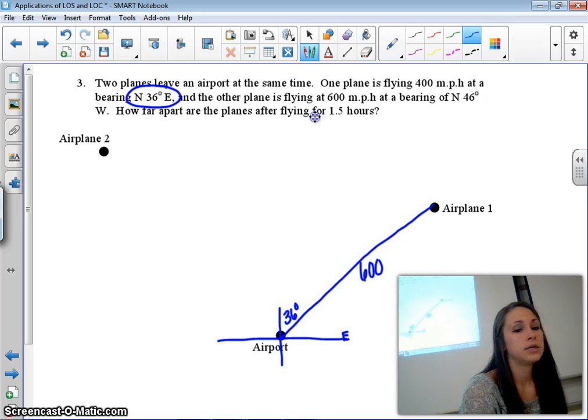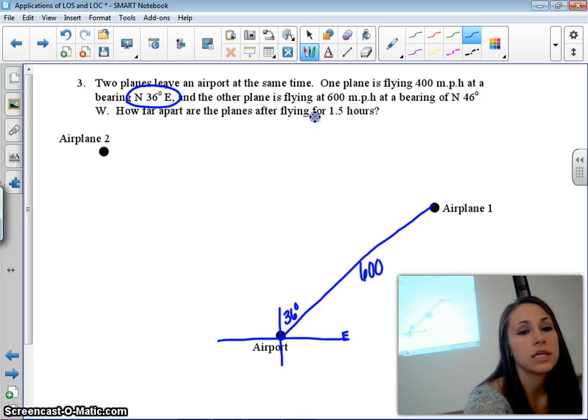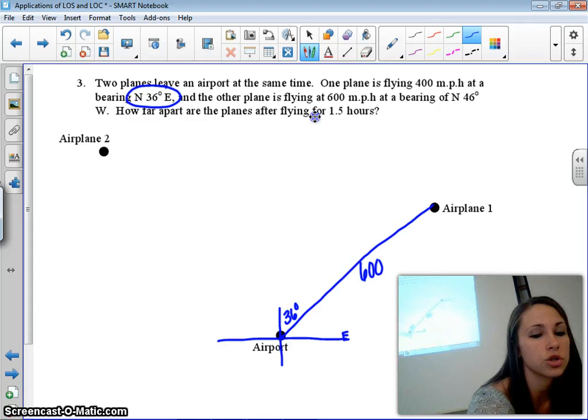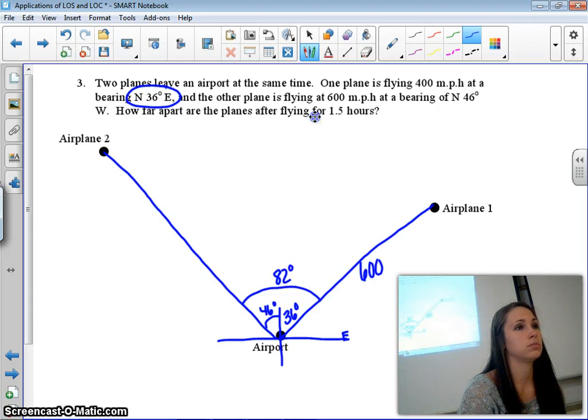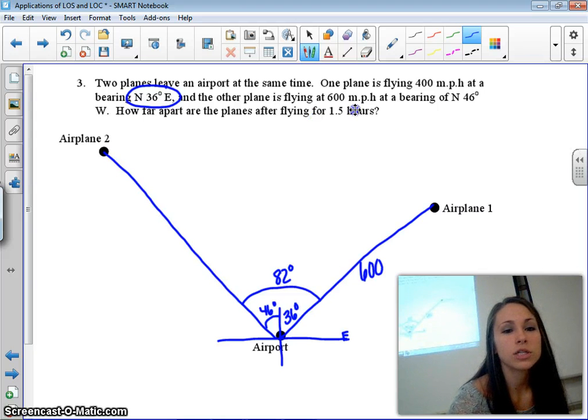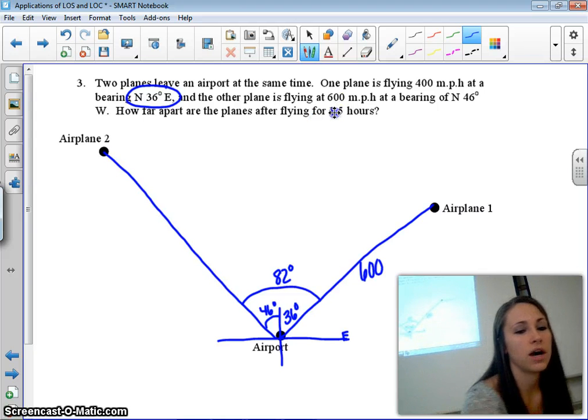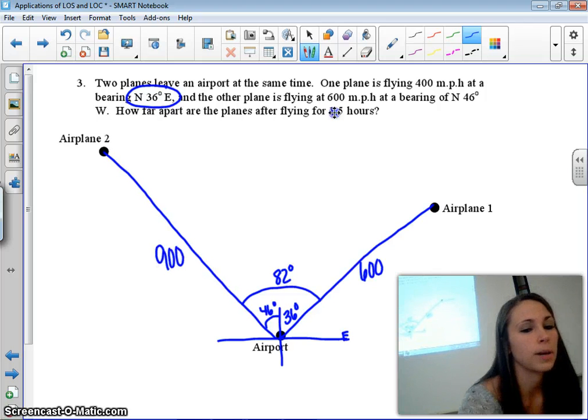Yes? Alright. For airplane 2, it says the other plane is flying at 600 miles per hour at a bearing of north 46 degrees west. So north 46 degrees west is going to be airplane 2, and that means this angle right here is 46 degrees. So that means the total, I can just add them and get this whole angle is 82 degrees. Yes? Alright, so then I'm going to go ahead and say 600 times 1.5 is just going to give me, they've gone 900 miles.